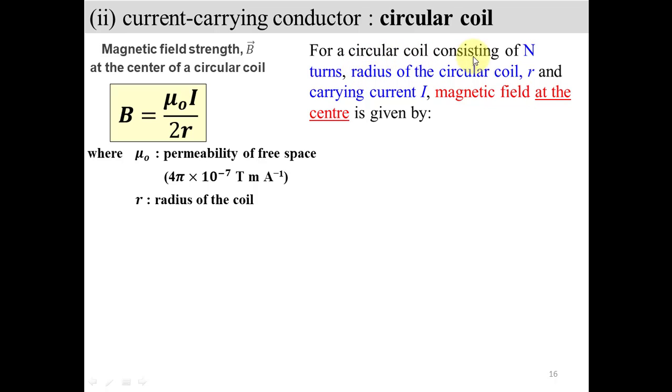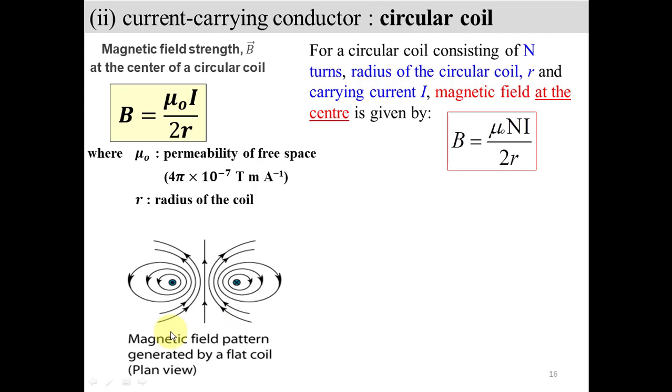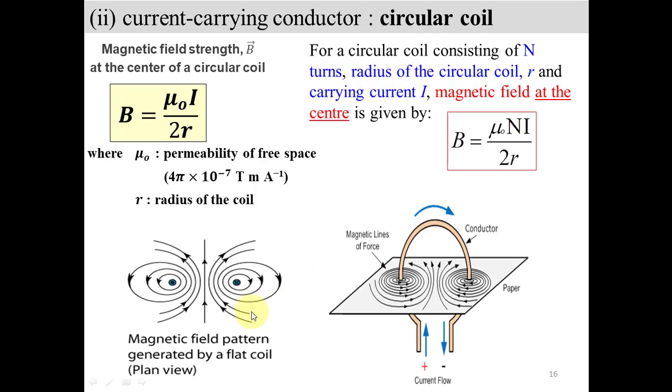For a circular coil consisting of N turns, radius R, and carrying current I, the magnetic field at the center is given by B equals mu naught N I over 2R. This is the magnetic field pattern generated by a flat coil, from the overview, from the top. And this is the pattern of the magnetic field when we see it from the side.